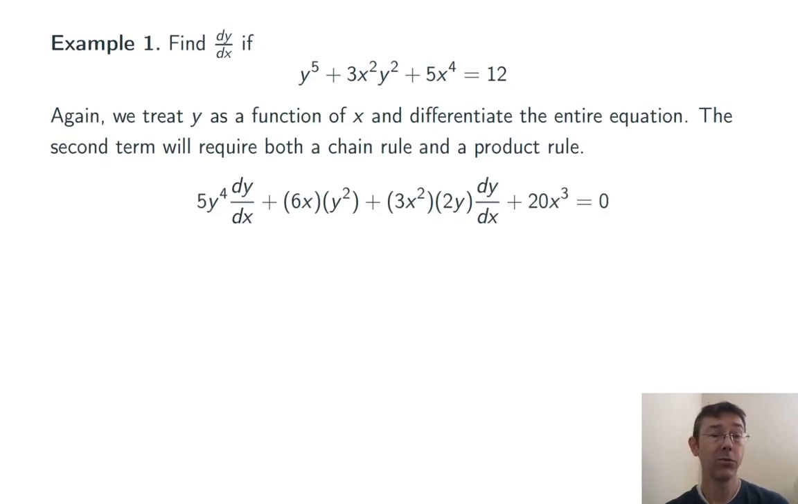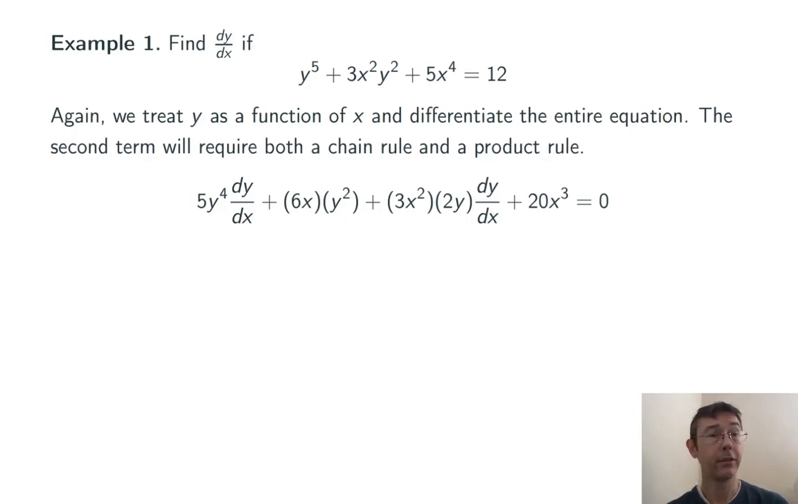The y to the 5th differentiates to 5y to the 4th dy/dx using the chain rule, plus, okay, now we're using the product rule. We differentiate the first to get 6x, multiply by the second, keeping y squared the same, plus keep the first term the same, 3x squared, times the derivative of the second. So differentiating y squared, we get 2y times dy/dx, applying the chain rule. The other two terms differentiate to 20x cubed and 0 respectively.